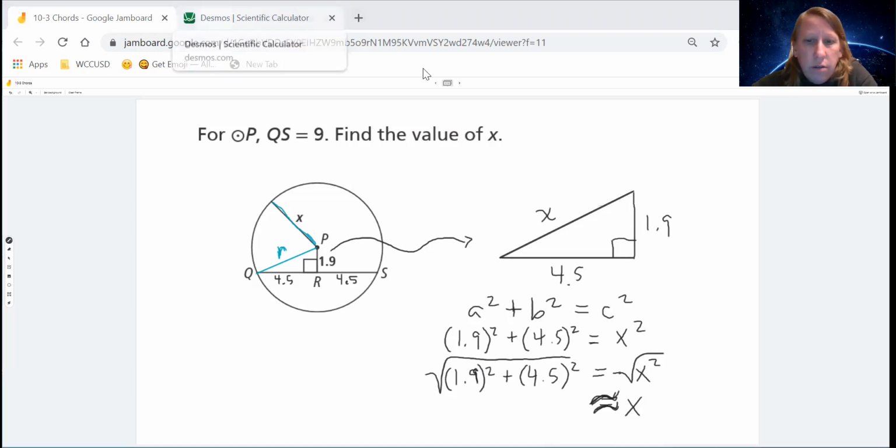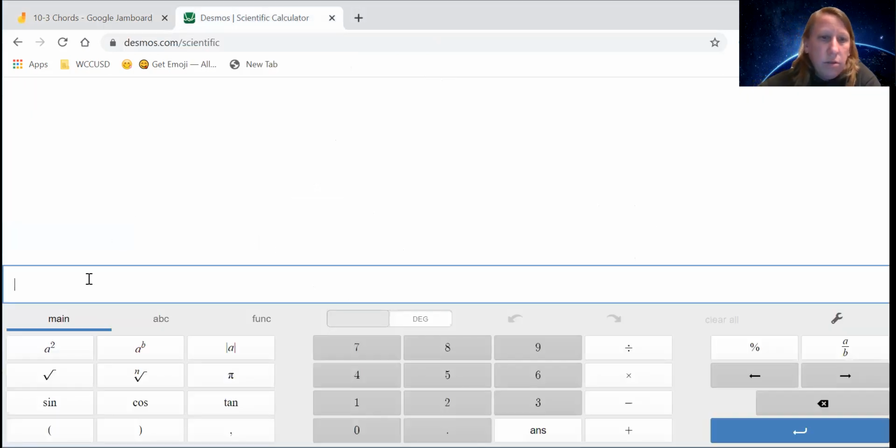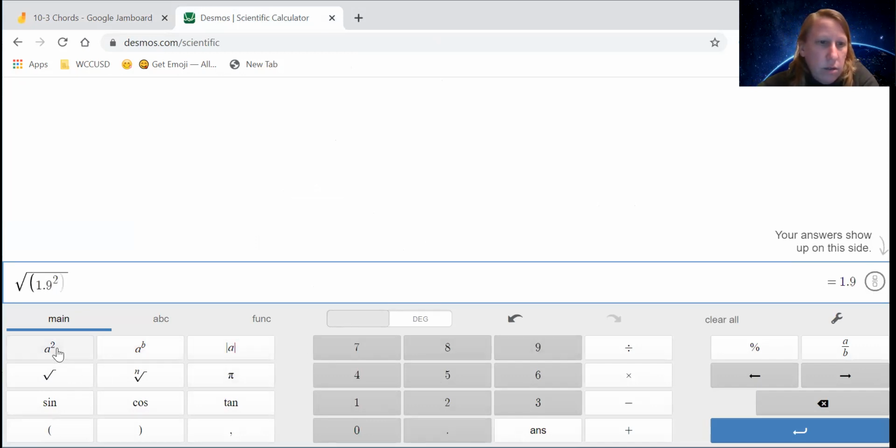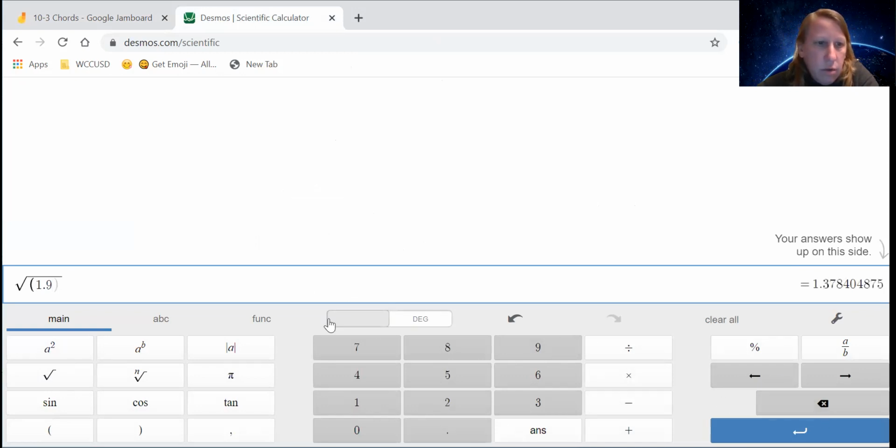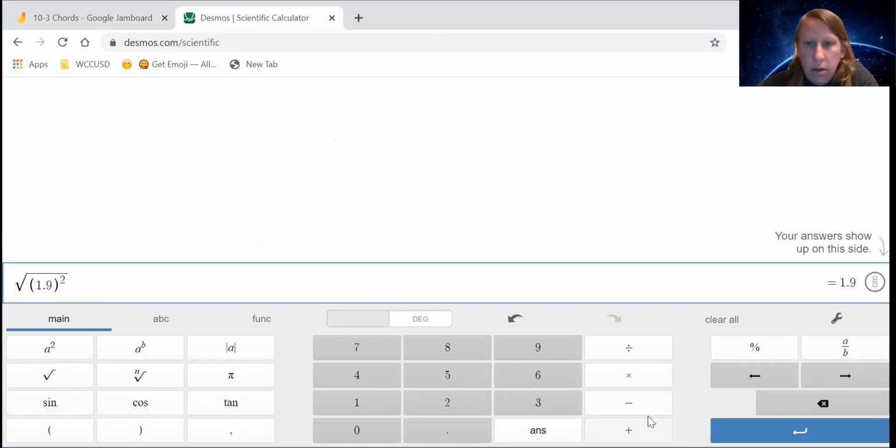Let's go. 1.9 squared. So I'm going to start with the square root. I'm going to use my parentheses. I'm going to do 1.9 quantity squared. I actually don't want it inside the parentheses. So I'll close my parentheses squared plus parentheses 4.5, close parentheses squared. Done.